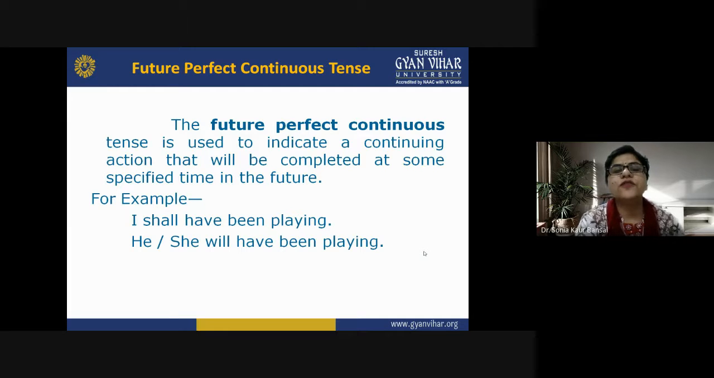Now let's understand about future perfect continuous tense. The future perfect continuous tense is used to indicate a continuing action that will be completed at some specified time in the future. Like, I shall have been playing. That means the action is playing and it will be completed at some specified time in the future. He will have been playing. Then she will have been playing till 5 o'clock, till 6 o'clock. So this is how we are going to finish the action in the near future.